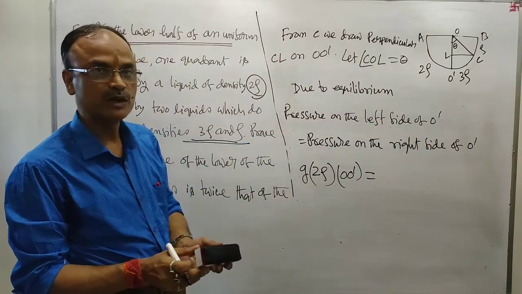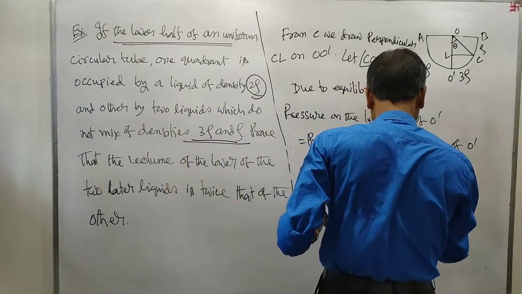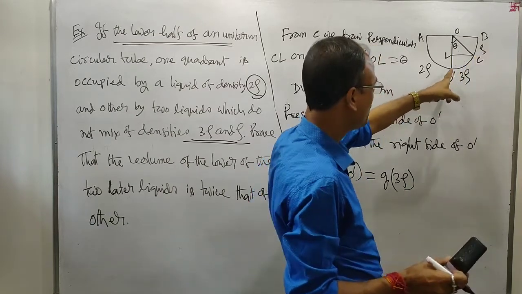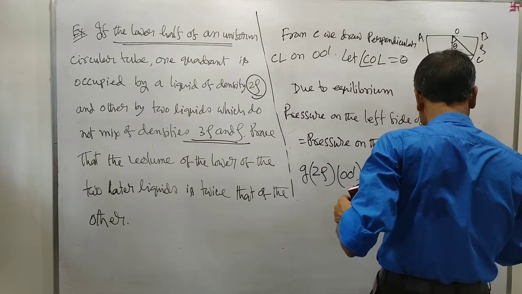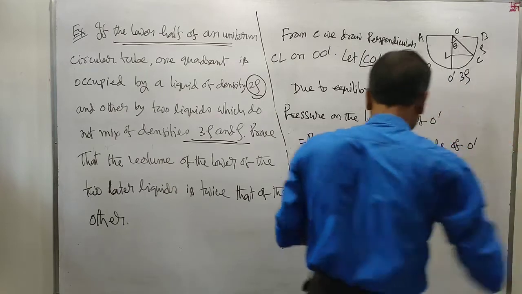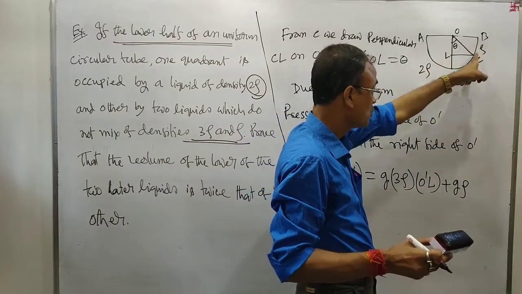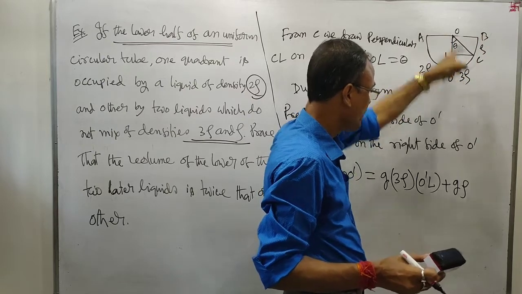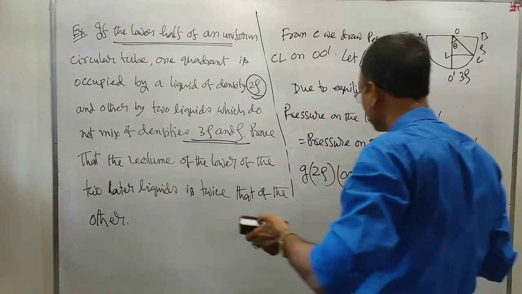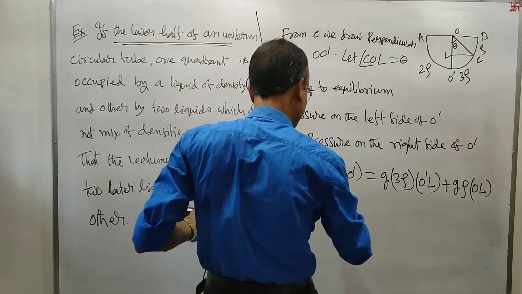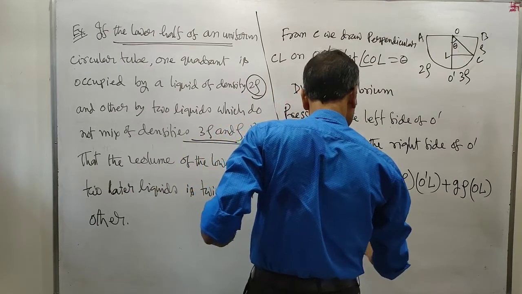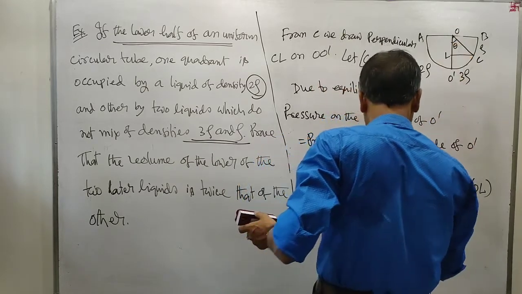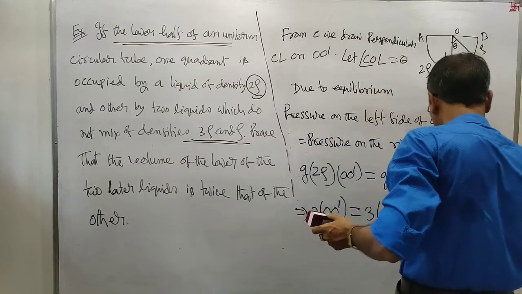This is equal to g thrice rho from O dash to the surface of separation, it will be O dash L, plus g rho from C to the free surface, it will be OL. Now g and rho cancel. 2 times OO dash equals 3 times O dash L. O dash L means OO dash minus OL, plus OL.